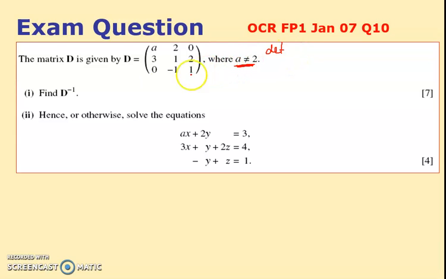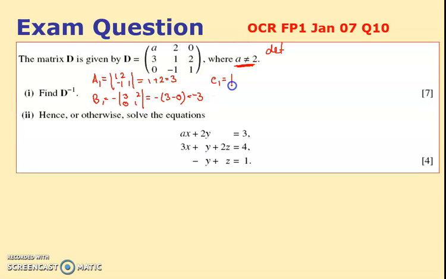Let's do the determinant first of all. Let's work out A1. And that is equal to 1, 2 minus 1, 1. Which is 1 plus 2, which is 3. I've got B1, which is a negative version of 3, 2, 0, 1, which is minus 3 minus 0, which I think is minus 3.